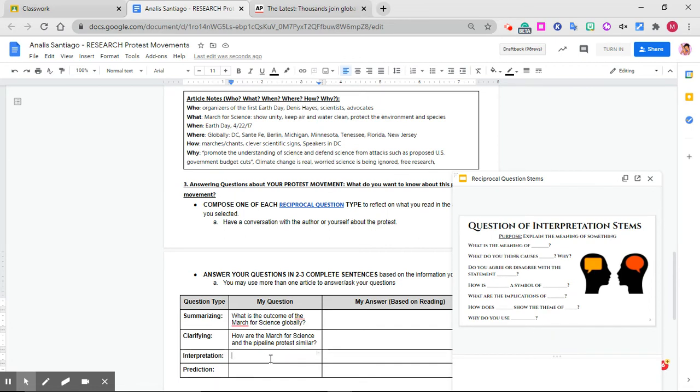I could think about maybe an idea that I don't understand. So, how about, what do you think causes science to be defunded?